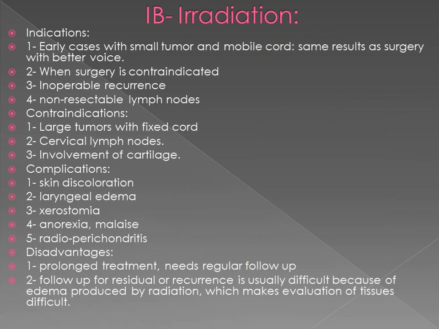The second option will be irradiation. Indications: we do it for early cases with small tumors and mobile vocal folds. It has the same results as surgery, and it has the advantage of a better voice due to avoiding surgical intervention. Also when surgery is contraindicated, or where there is a recurrence that is hard to operate on, radiotherapy is a choice. Sometimes lymph nodes are troublesome to resect or reach for neck dissection, so irradiation is an option.